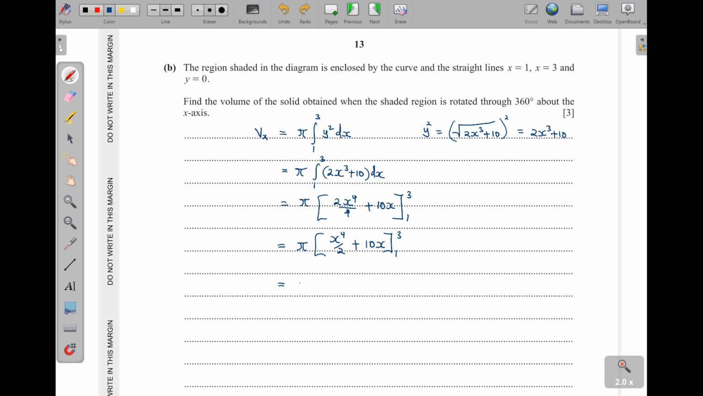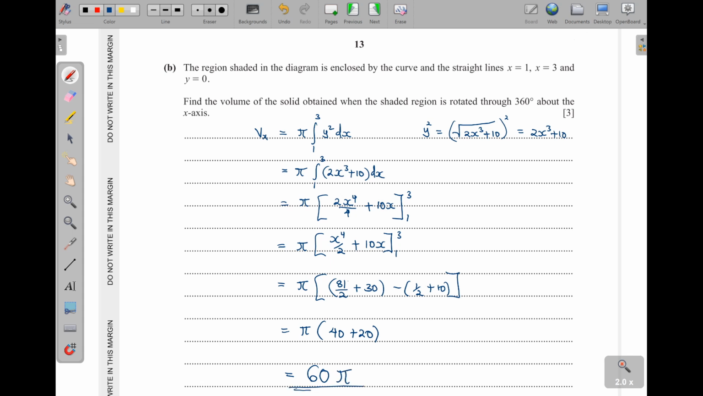Now, what we are left to do is to substitute these values here. We begin with the upper limit: 3 power 4, that is 81 over 2, plus 3 times 10, that will be 30, and then minus, when you put 1, of course, that will be a half, plus the 10. Then all together, 81 over 2 minus a half, what will that give us? It will give us 80 over 2, which is 40. And then 30 minus 10, that will be 20. So we have a positive 20 here. So the final answer is going to be 60 pi.